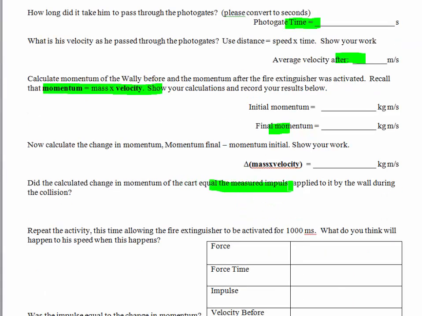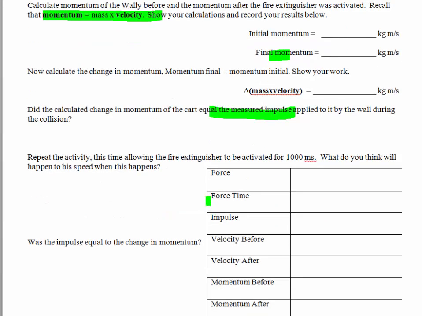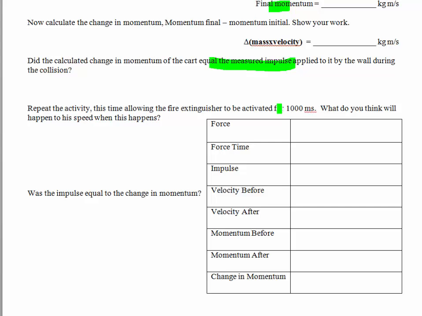And I said, hey, were they equal to each other? And it turns out that, well, this is a simulation, so of course they are. Then I have you activate the fire extinguisher for a little bit longer and repeat the process.